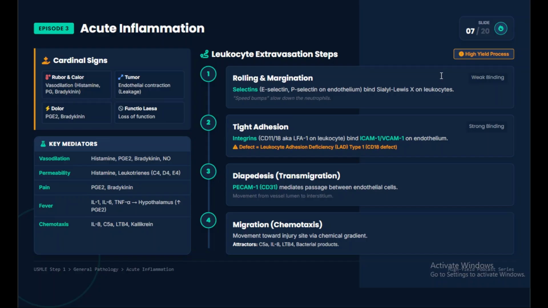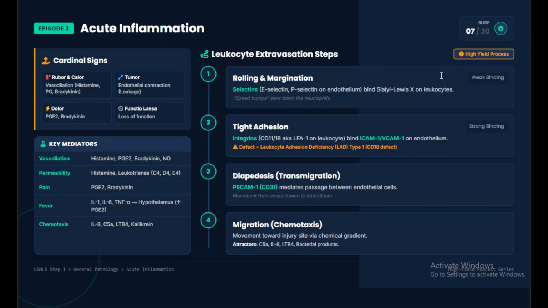Now the next sign is tumor, which is the swelling. It is caused by increased vascular permeability, and the endothelial cells contract here, causing seepage or leakage of fluid, which simply causes edema. Think of it as the tissues puffing up like a balloon. Now, the third sign is dolor, the pain. Prostaglandin E2 and bradykinin mediators cause pain, and this encourages the organism to protect the injured area.